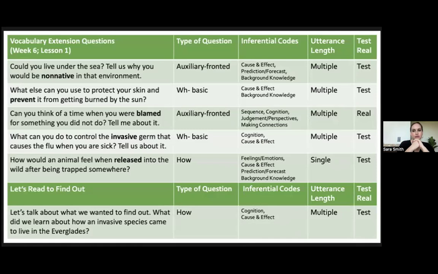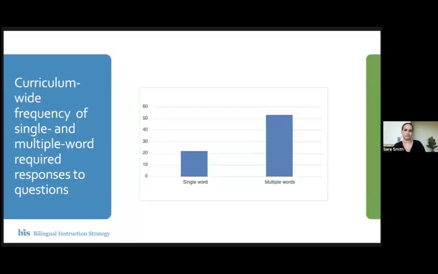So here's some examples of our curriculum and how it aligns with the SABRE codes. And you can see, we have these questions that are falling into these various types of questions, right? WH questions, how questions. Let's talk about what we wanted to find out. And we wanted to also particularly look, and I'll circle back to this, at real questions versus test questions.